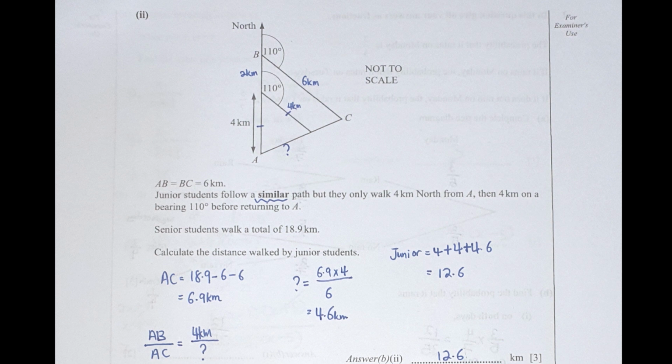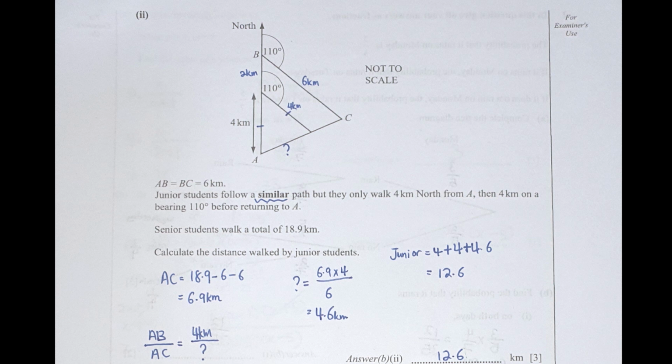As for section 2, follow a similar path. Similar here is a keyword, hence we will be using the mathematically similar concept. The first thing I did here was to identify the AC distance. Since they gave you the total of 18.9, by subtracting AB and BC, you will get your result as 6.9. How did I know it is actually 6 kilometers? Because it was given by the question in the first line.